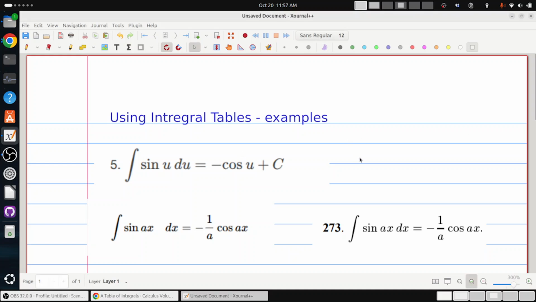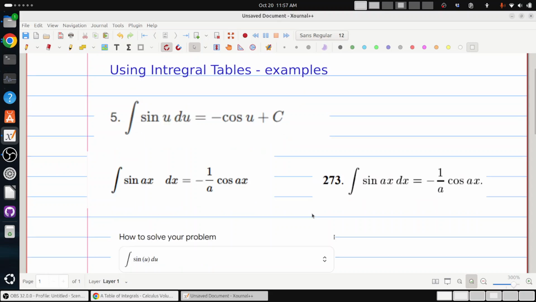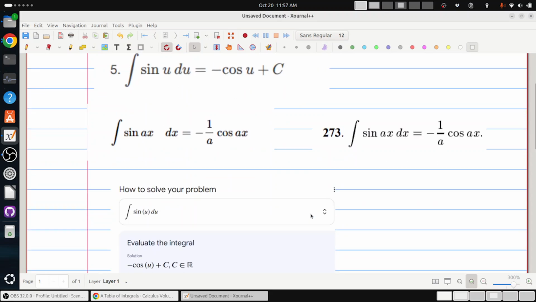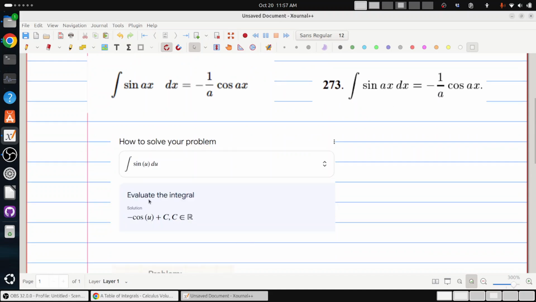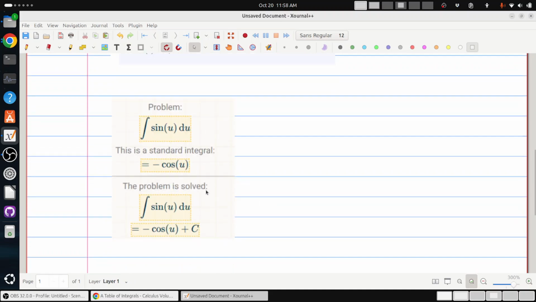So here's an example of using the integral tables for something which is fairly basic. I picked the integral of sine of u du, and our calculus textbook gave us this formula. Some of the other tables gave us these formulas. My integral calculator gave me this sort of format, and here's another one sort of showing you.